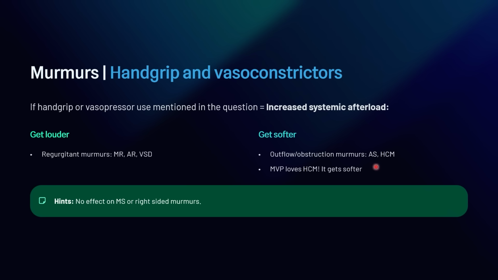MVP goes with hypertrophic cardiomyopathy anywhere, so it gets softer. You notice here that there is no effect on mitral stenosis or right-sided murmurs with changes in afterload. It's mainly a left-sided issue, but again, it does not affect mitral stenosis because we're talking about systemic afterload. We're not talking about pulmonary vascular resistance here.